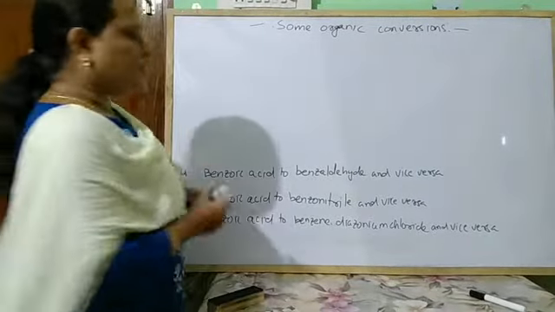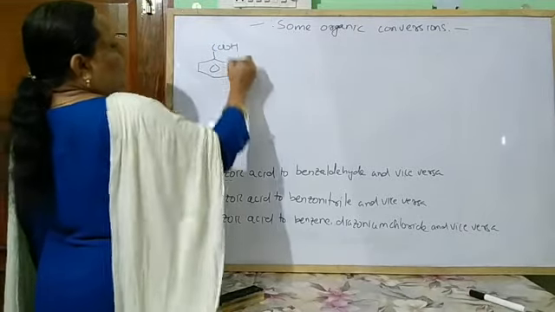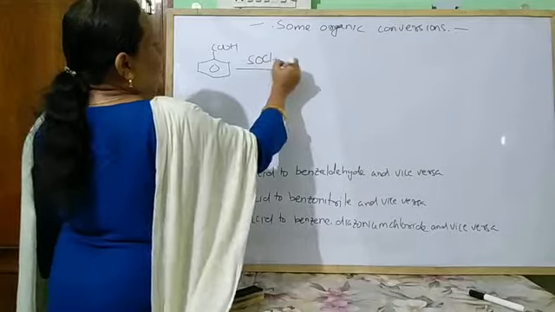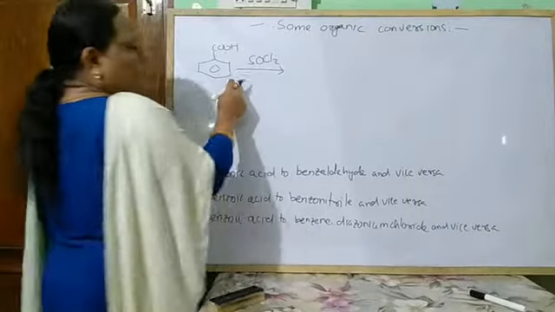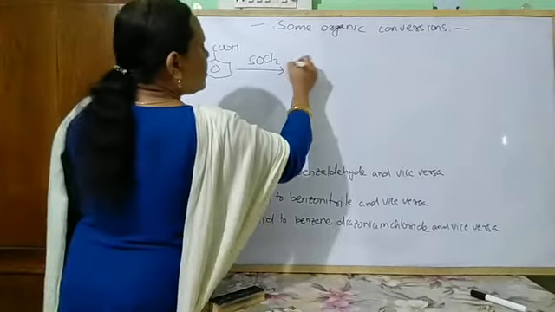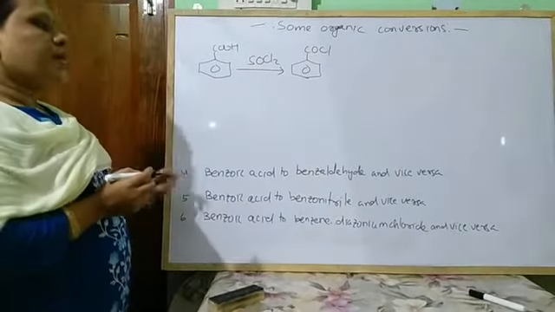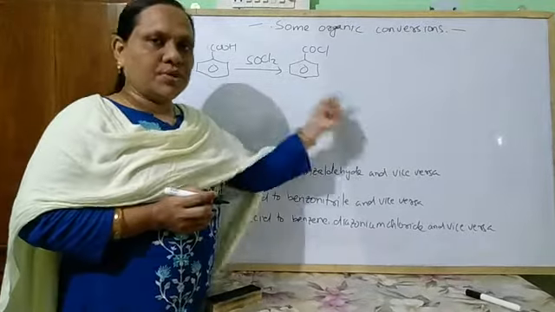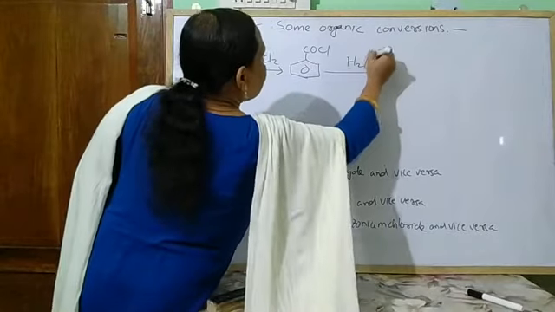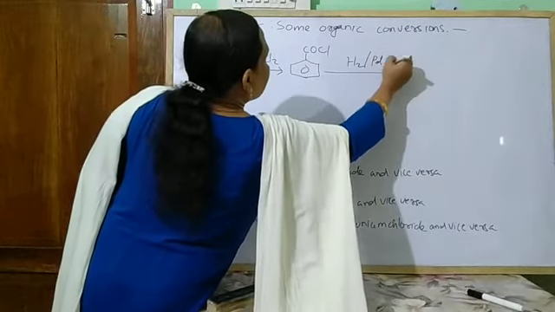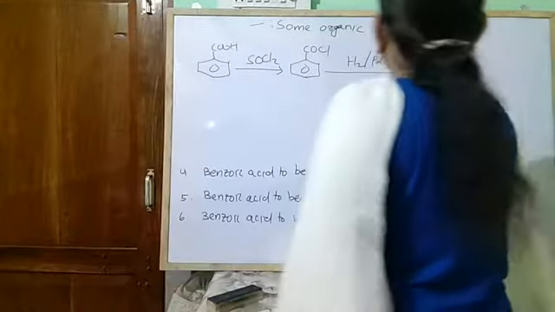Benzoic acid to benzaldehyde. Benzoic acid when treated with thionyl chloride, the OH group is replaced by chlorine, and hydrochloric acid and sulfur dioxide are the byproducts. It forms benzoyl chloride, and benzoyl chloride on reduction, that is Rosenmund reduction, with hydrogen in presence of palladium and barium sulfate, forms benzaldehyde.